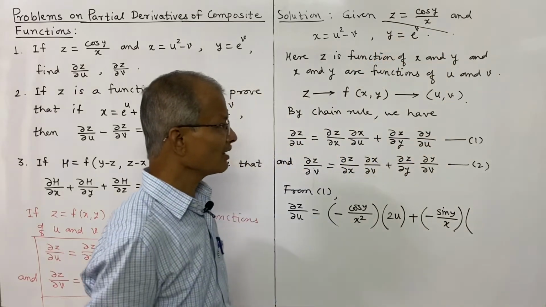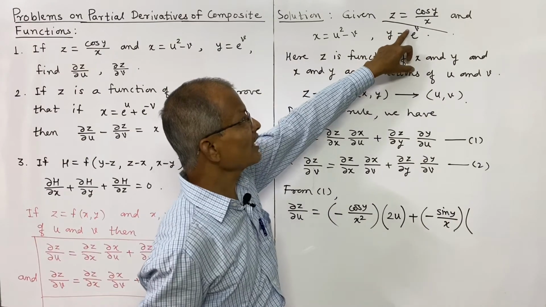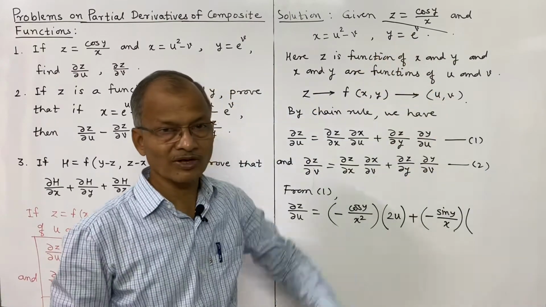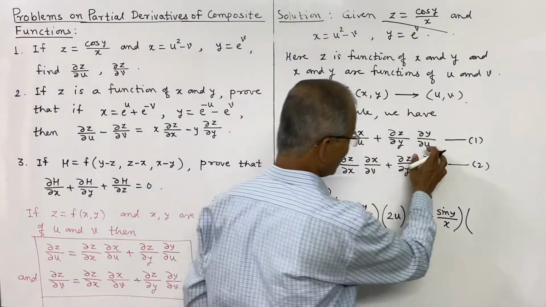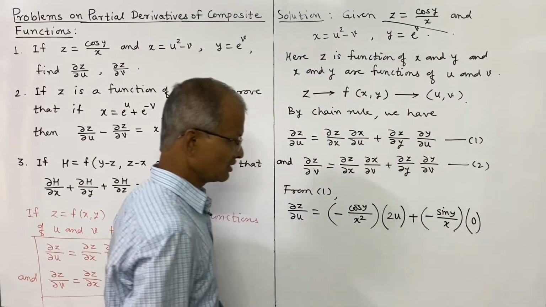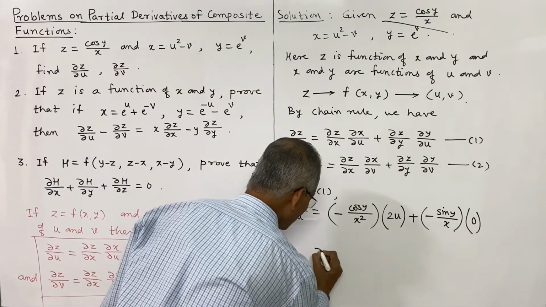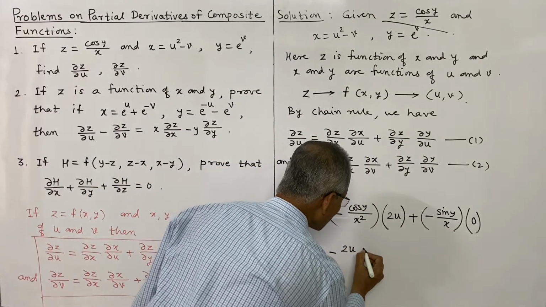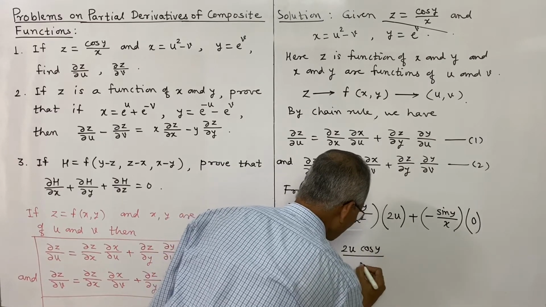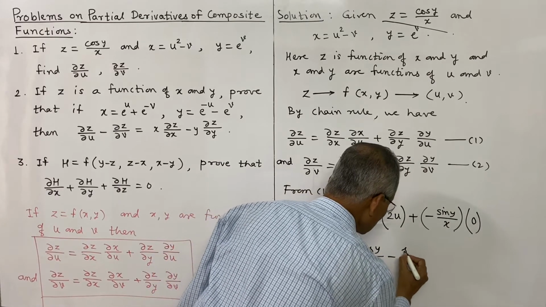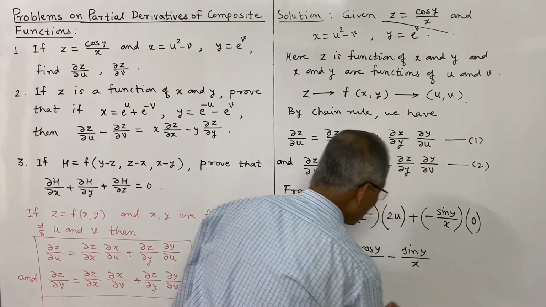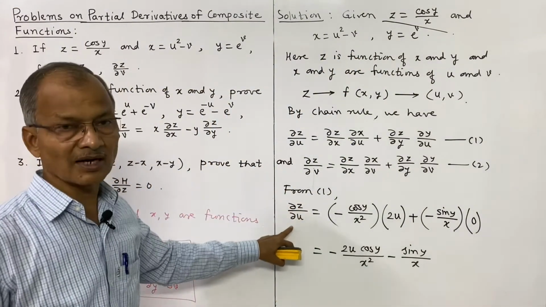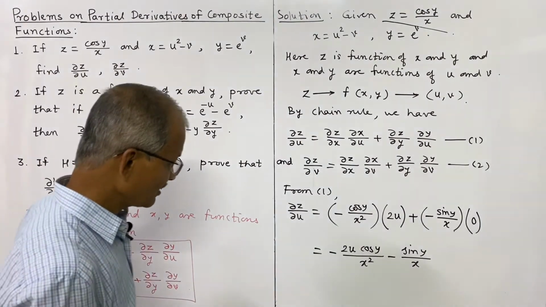Now what is dou y by dou u? Y is exactly the function of v, and therefore it is to be treated as constant when we differentiate partially with respect to u, and therefore dou y by dou u will be 0. So this is equal to, now we can simplify this, that is minus 2u cos y divided by x square, and next is minus sin y upon x. Or we can put the value of x and y, these are given, and the partial derivative of z with respect to u can be written in terms of u and v.